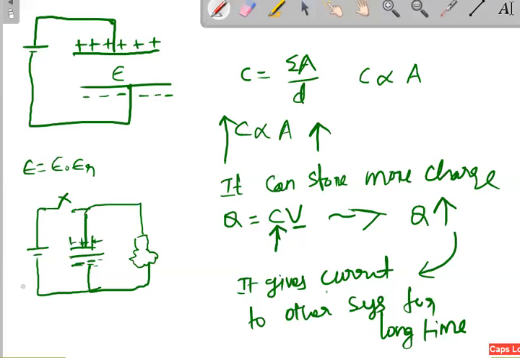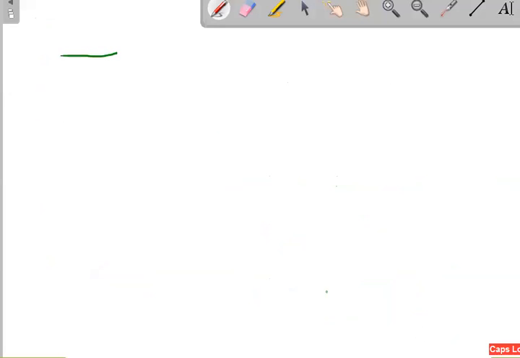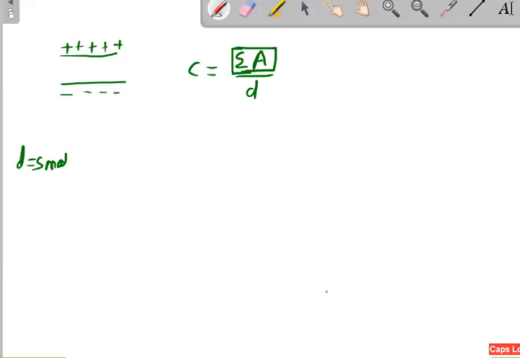Okay. Now in C we have concentrated on A. Then what is the effect of D? Say this is epsilon, this is positive and this is negative, and C is equal to epsilon A divided by D. Say for example, if I fix epsilon and A and vary my D, what happens? Say for example, if D is small, my plates will be like this.